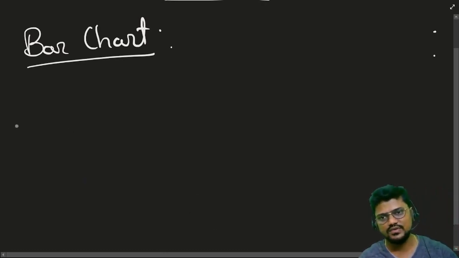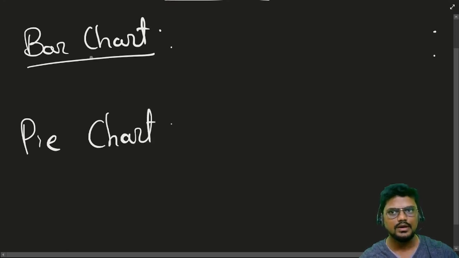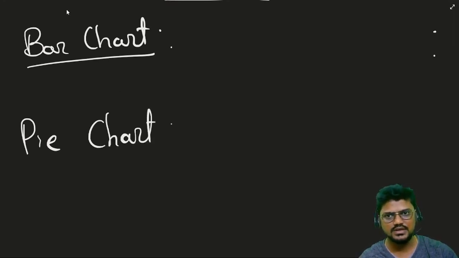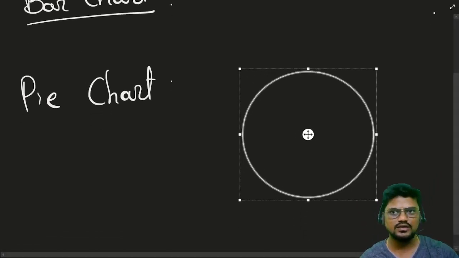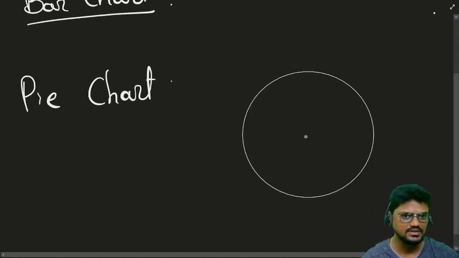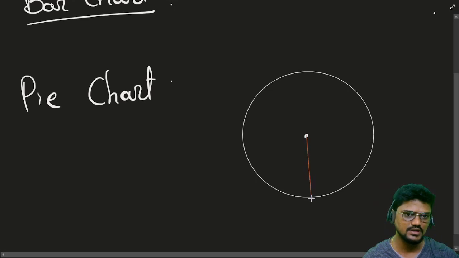Now the next thing which we have is the pie chart. A pie chart is basically a circle. You must have seen this type of pie chart somewhere. The pie charts are like this.